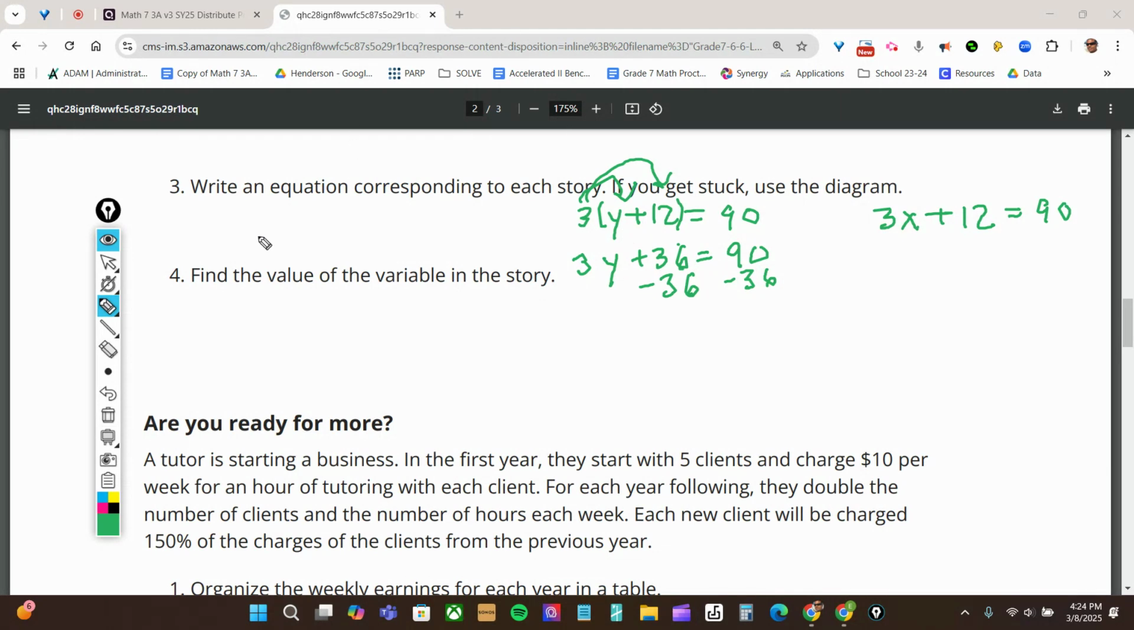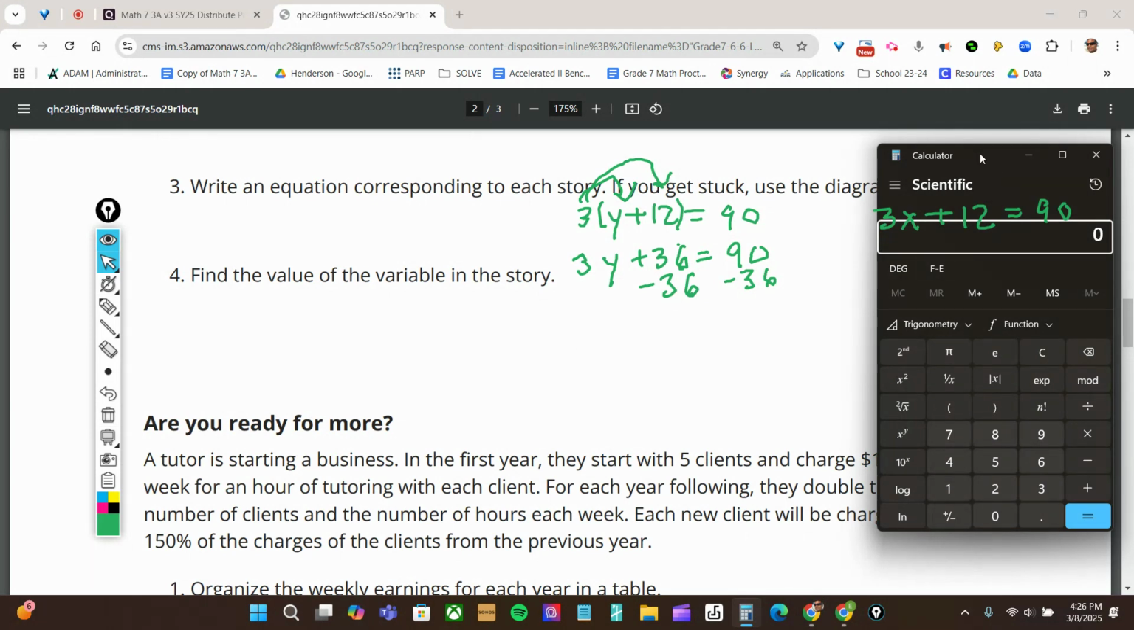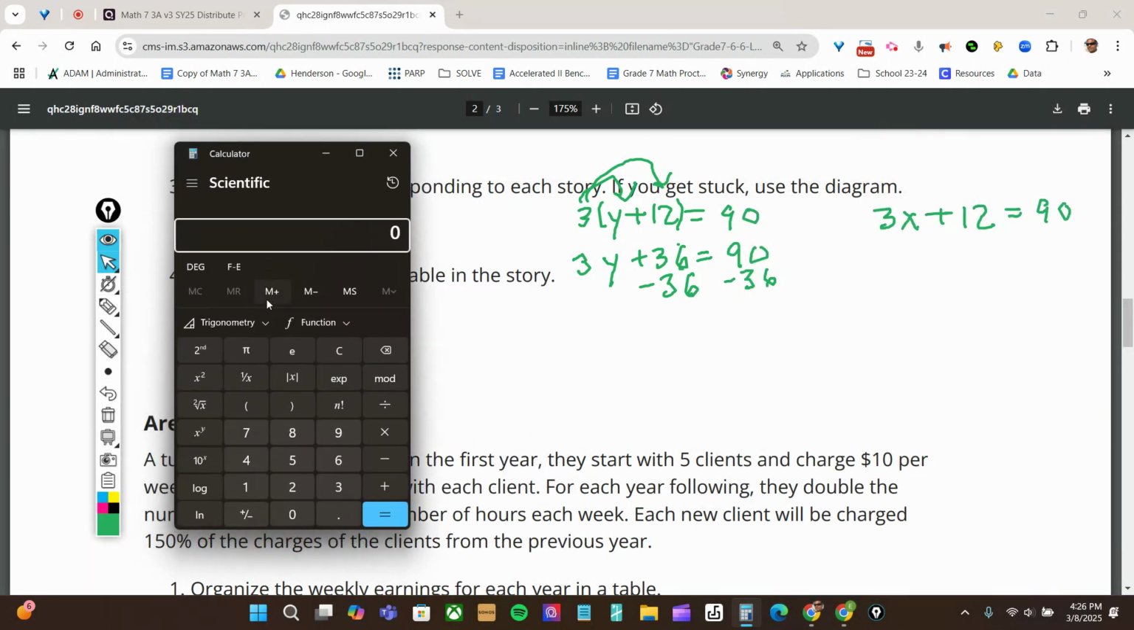Hold on one second. Boom, boom, boom, boom. Okay, so we need to calculate. Boom, and we're gonna get boom. 90 minus 36 is gonna give us what? 54.